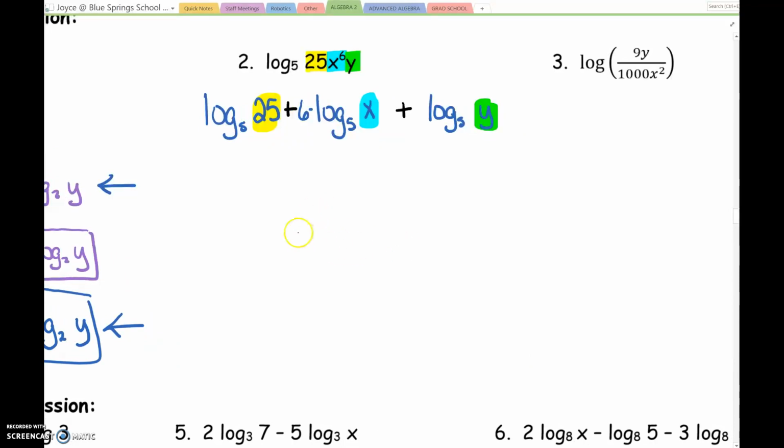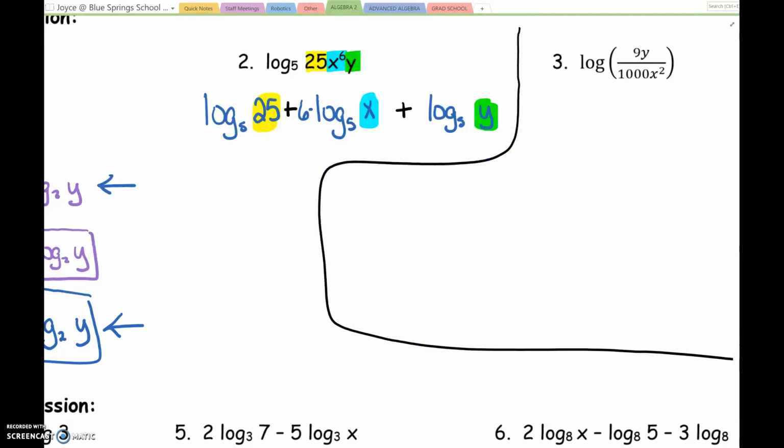You might have to kind of extend, like under here. You might have to extend your space like this. I would like you to try number 3 on your own. So pause the video, try number 3 on your own.